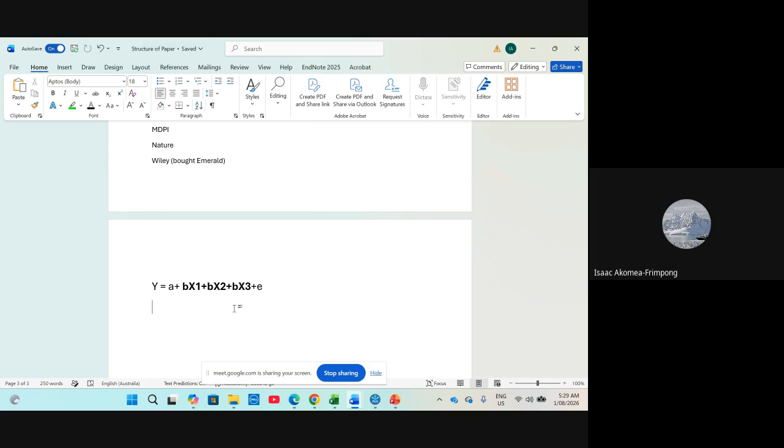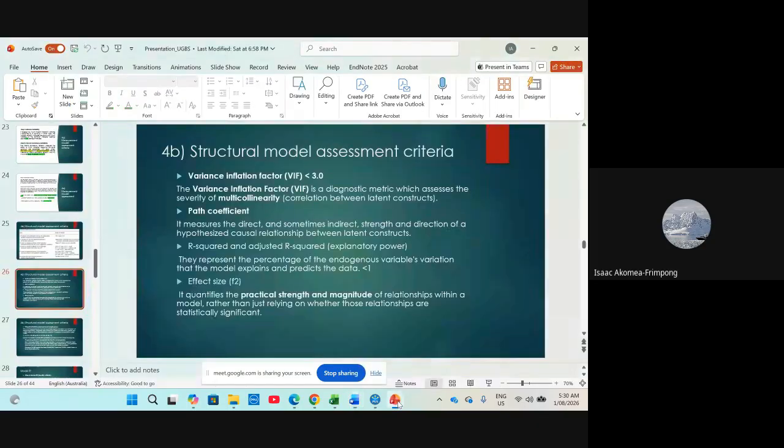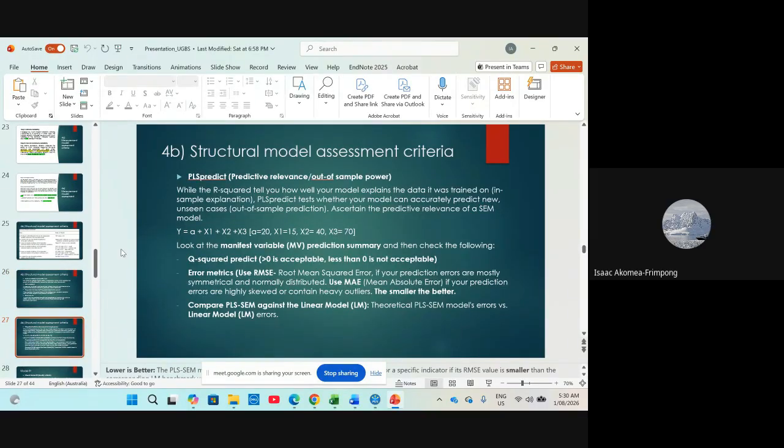And to know whether the model can do that or cannot do it, you look up to what we call the PLS predict. In terms of PLS-SEM, you use the PLS predict to ascertain that indeed your model has the capacity, the capability, the reliability, the validity, the strength to do that. You are sure that your model can do that. So we normally term this predictive relevance, or out-of-sample power. So you use the PLS predict.